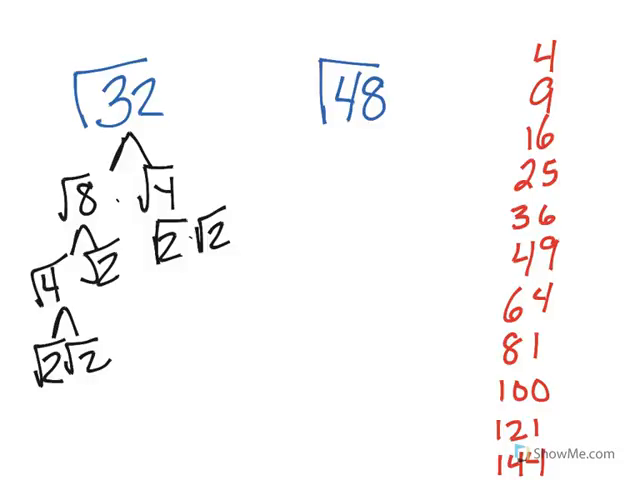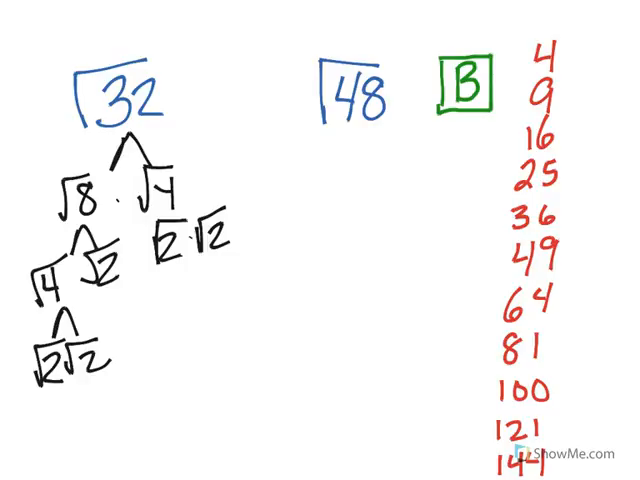Let me show you my way. My way is to find the biggest perfect square you can. I put a B for biggest in a square that goes into 48. So here's what I do.